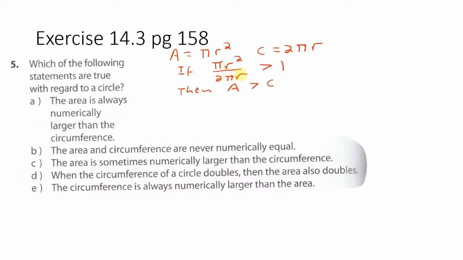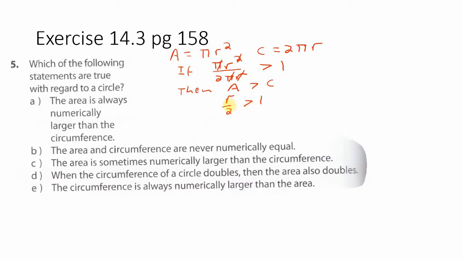So we can see that we have an r and an r, so we can cancel the one radius with the other. So we have a radius at the top. The 2 pi's we can cancel. So we actually now have r over 2. If r over 2 is greater than 1, then the area will be bigger than the circumference.